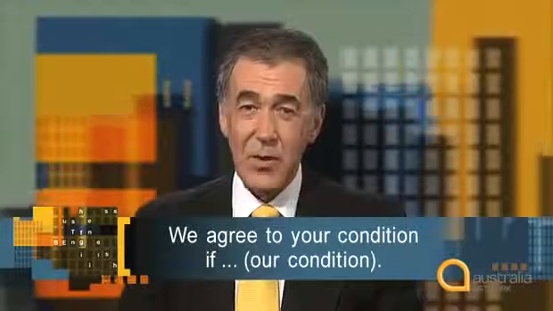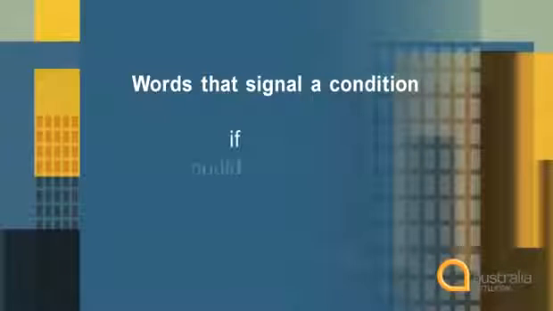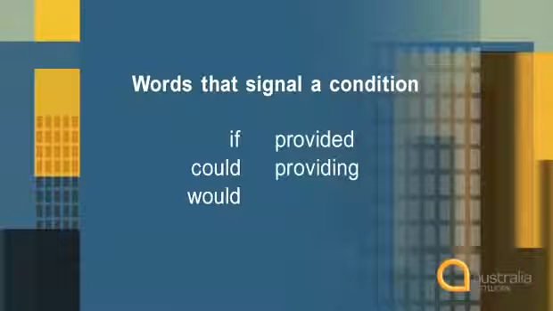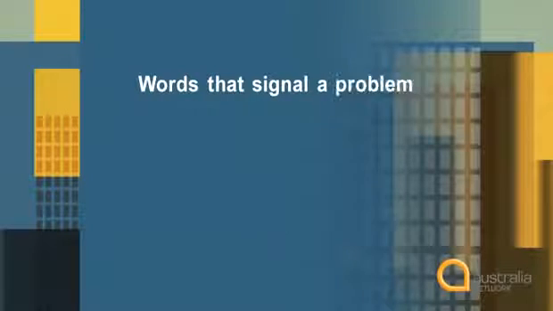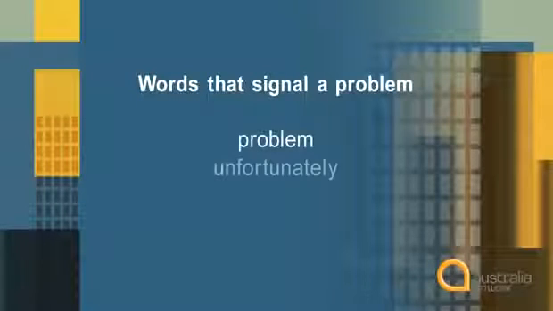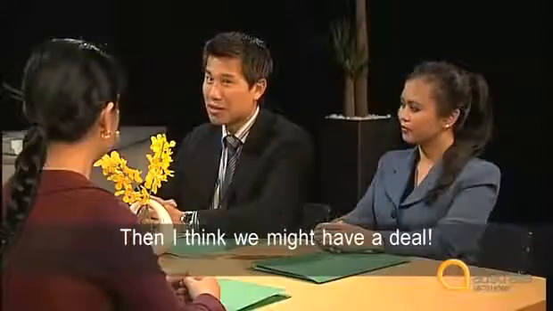So it's very important when negotiating to listen for words that signal a condition. Words like if, could, would, provided or providing, as long as, and subject to. And words that might signal a problem, such as problem, unfortunately, and however. Notice that even at the end, they are being careful about what they say. Then I think we might have a deal.